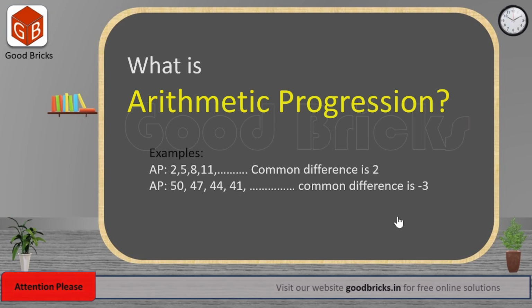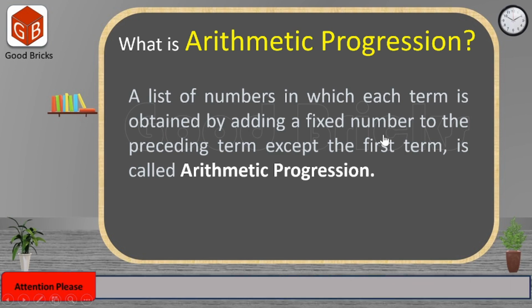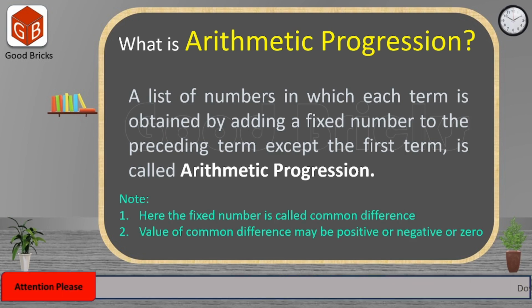So from these examples, we can define arithmetic progression as a list of numbers in which each term is obtained by adding a fixed number to the preceding term except the first term is called arithmetic progression. Here the fixed number is nothing but common difference, and that is what we have mentioned in the note also. The value of this fixed number may be positive, negative or 0.